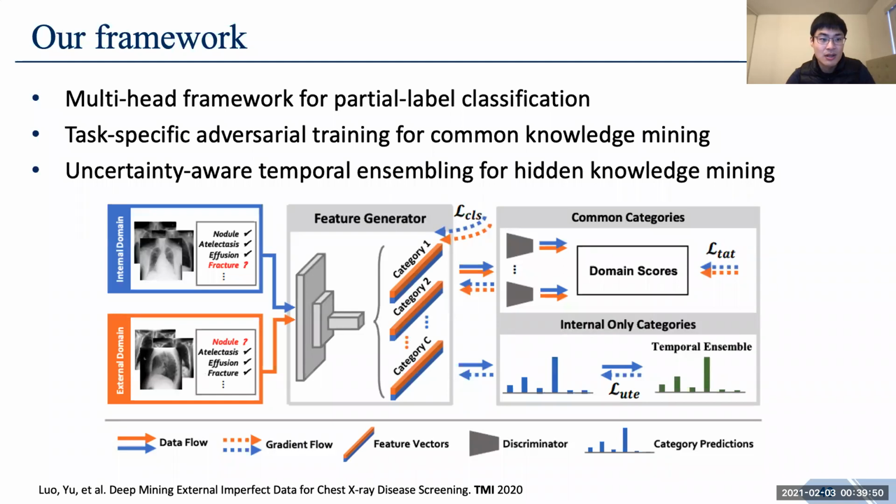For example, we want to classify whether the image has a fracture. But in the external dataset, we have the fracture labels, while in the internal dataset, we don't have the label for the fracture. So for the fracture classification, the images from the internal domain are actually unlabeled. So we also propose a semi-supervised learning strategy to utilize those unlabeled datasets.